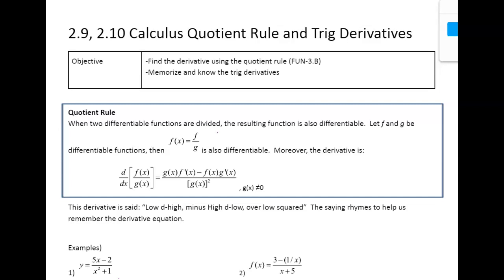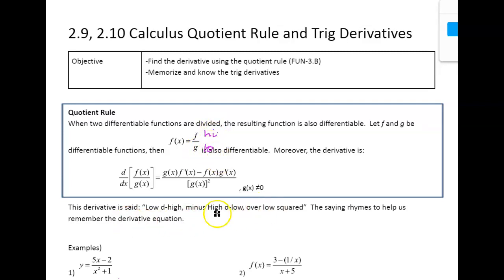Okay, so we are going to talk about the quotient rule and then learn the other 4 trig derivatives in this section. So the quotient rule is for two fractions that typically can't be reduced in the beginning. So this is our derivative, which is a lot to remember. So as a shortcut, we typically let the top be high and the bottom be called low.